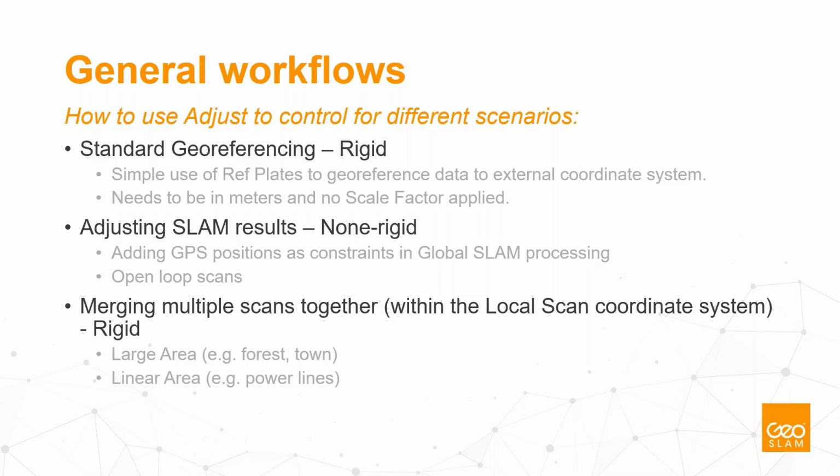With adjusting SLAM results comes non-rigid adjustment. That is where you are actually adding GPS points as constraints to global SLAM, and it has the biggest impact on the open loop scans, if you do scan something like that. There is an idea, and we have started testing in the direction of merging multiple scans, so using reference points from one scan to be a core reference, and then adding them to the next one and next one, if common control points are marked during the scan.